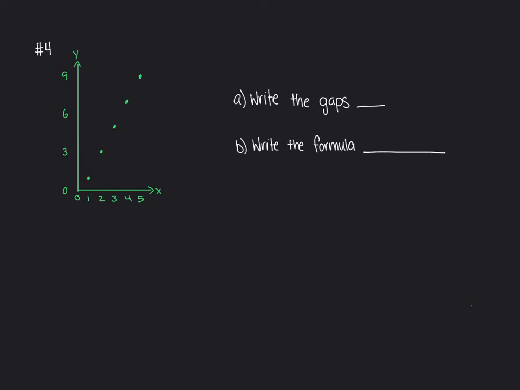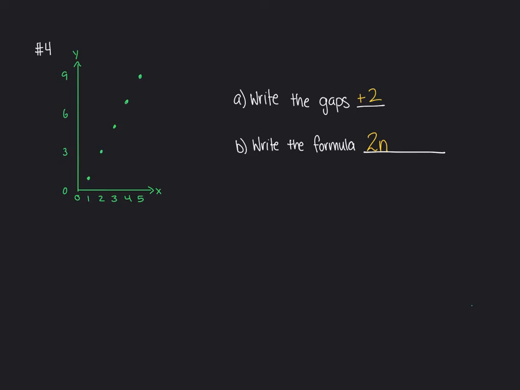So our gap here is plus 2. Now when we're looking at our formula, we know that if our gap is add 2, that means our coefficient for our variable, the number that goes beside our variable or we multiply it by, is going to be positive 2. So our formula will start with 2n, okay?